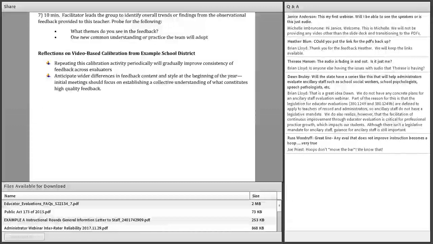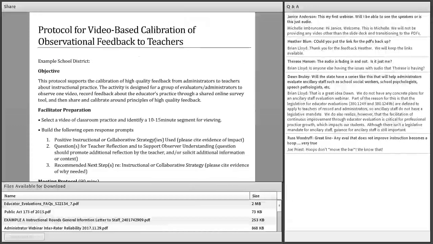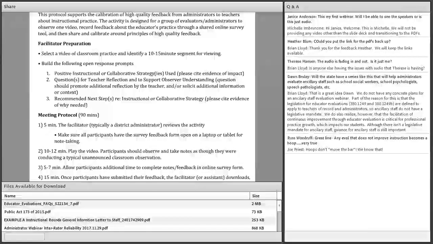One thing I did want to bring to your notice is that the meeting protocol, in point number three, talks about allowing 5 to 7 minutes for participants to complete their notes. For some of you, I just wanted to point out that you may want to provide a few more minutes than 5 to 7. One key piece in this aspect is making sure that people have a chance to not engage in conversation. You want to remain free from feedback as people are engaging with the clips and taking notes, and you don't want to create any bias.